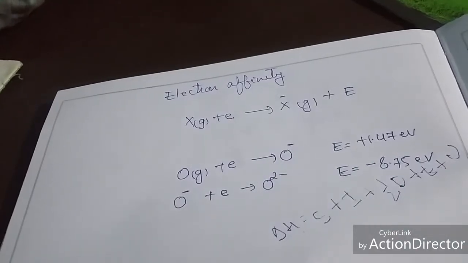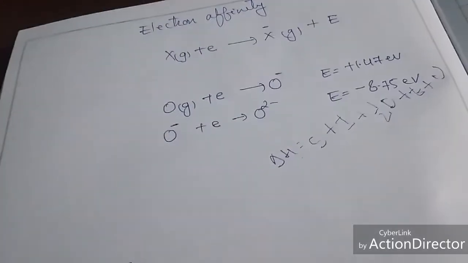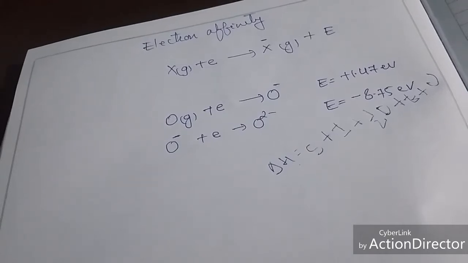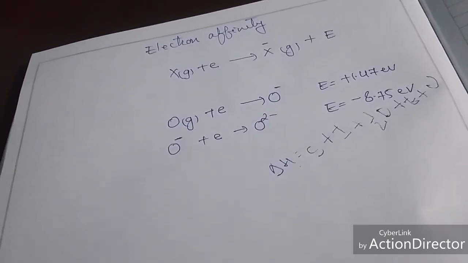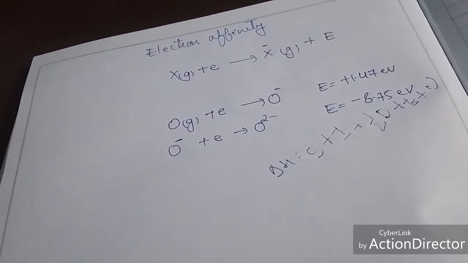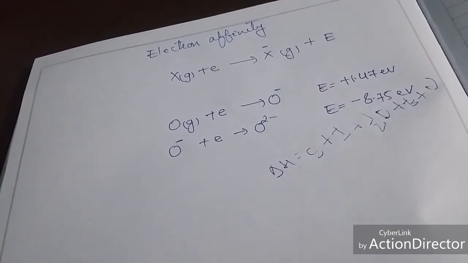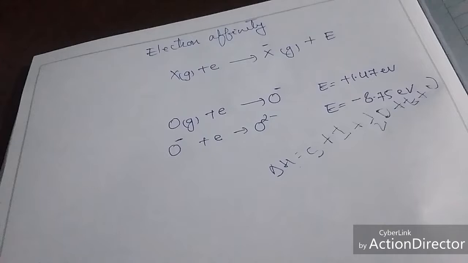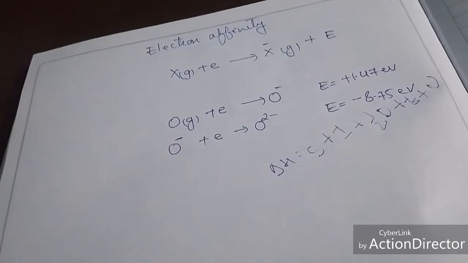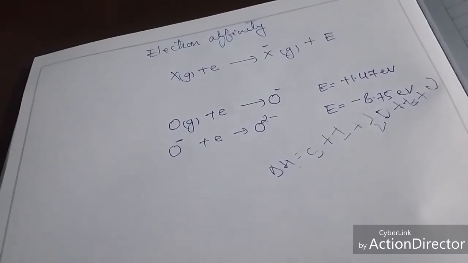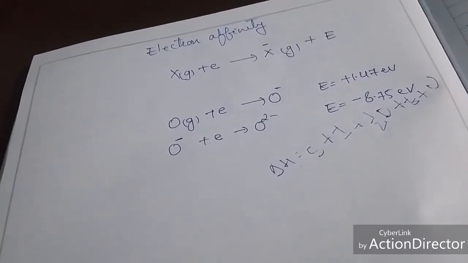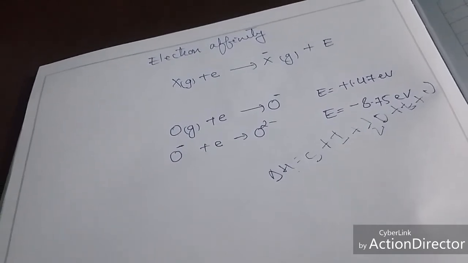When we talk about the factors which affect the electron affinity, it mainly depends on the size, because larger will be the size, lesser will be the forces of attraction between the central nucleus and the incoming electron. As a result, electron affinity will be low. And secondly, it depends on the charge on the nucleus, because greater the charge on the nucleus, greater will be the forces of attraction between the nucleus and the incoming electron, and thus the electron affinity will be higher.